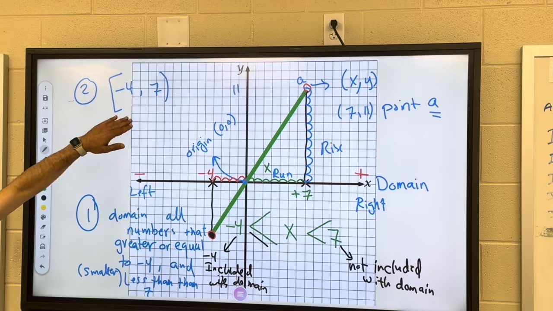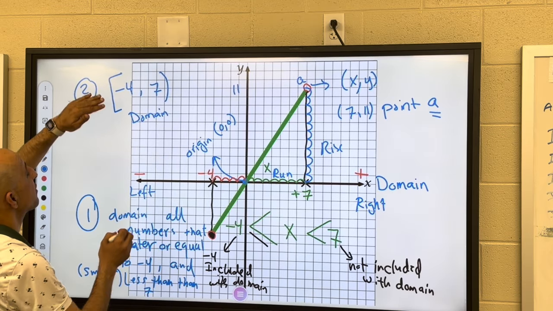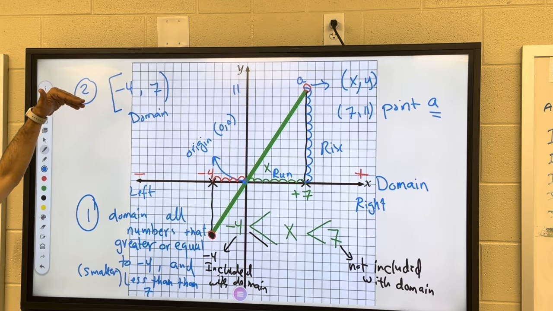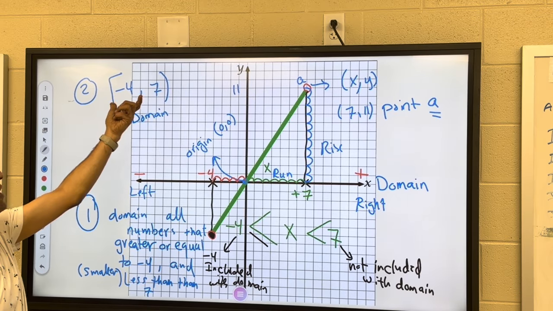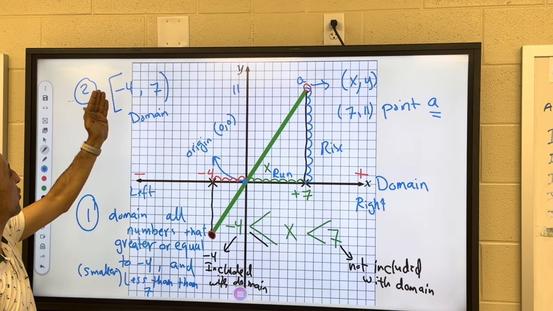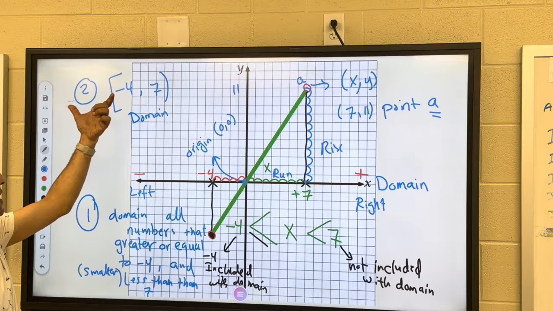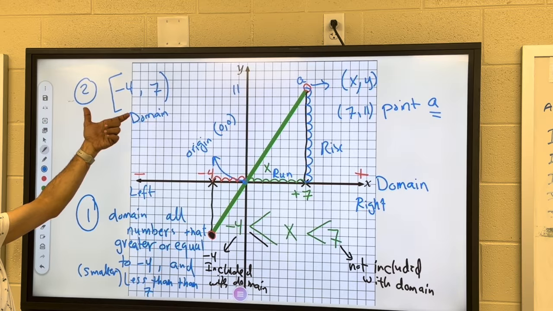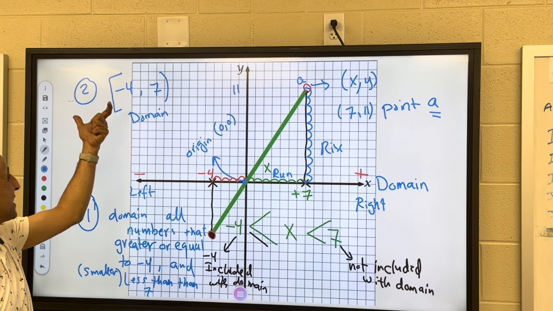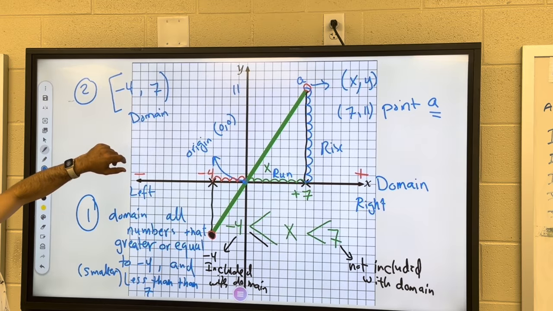But when I'm talking about the domain, this is a different meaning. This is an interval. So now I'm talking about the numbers, not just -4 as run or 7 as rise. The domain in this case is all the numbers between -4, which is included because of the bracket, and 7, which is not included.